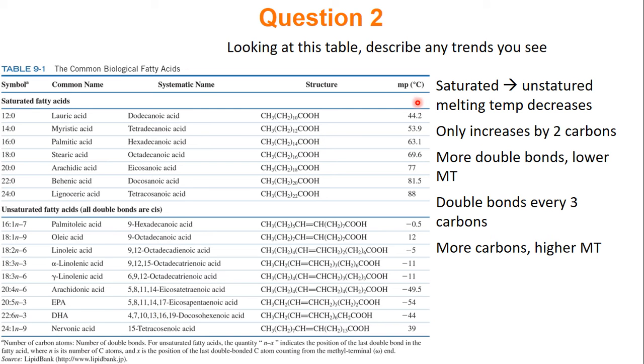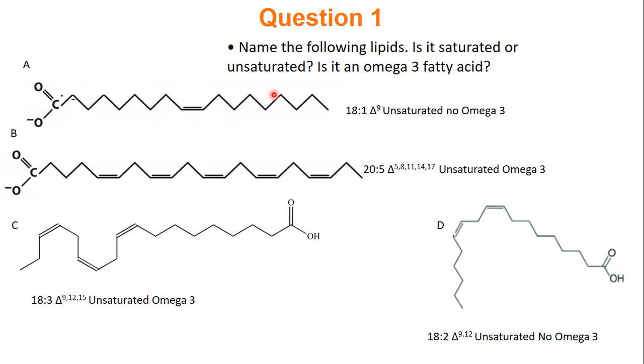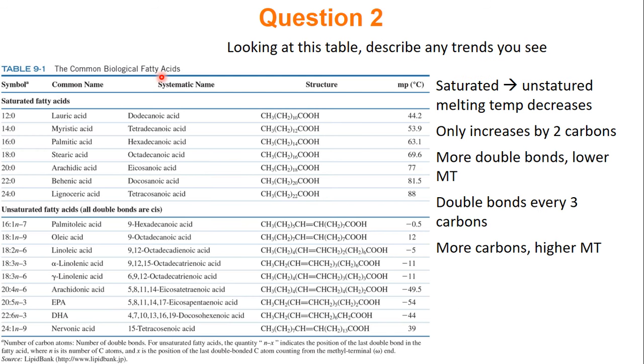Also, our last trend, if we look at the ones with no double bonds, the more carbons, the higher the melting temperature. And this goes back to my point about saturated fatty acids. If you're saturated, the longer the tail, the more van der Waals interactions you have along the tail, the harder it is to separate these fatty acids, the more like a solid it's going to be, and the more energy you have to put in to change that solid into a liquid.